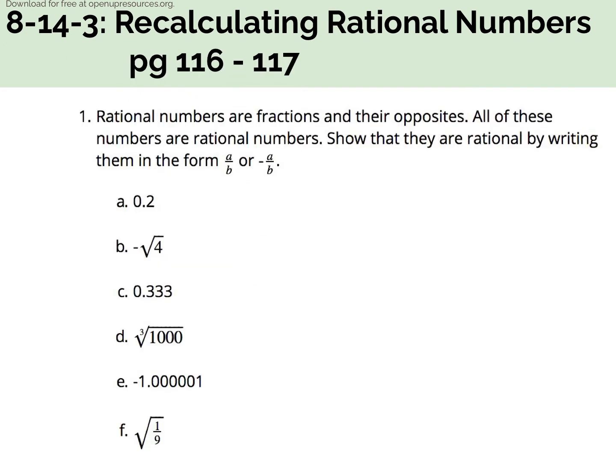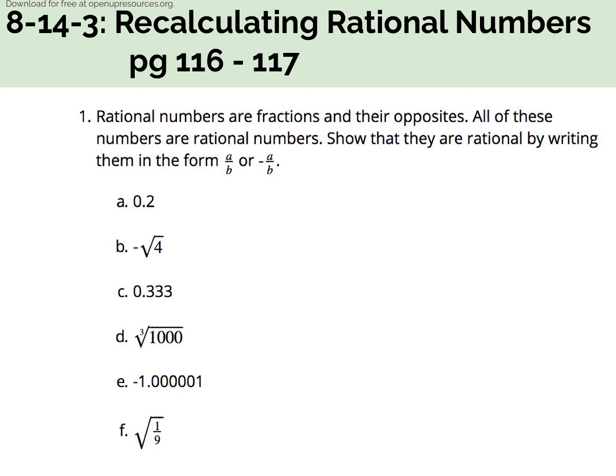All right, let's turn to page 116. Rational numbers. Rational numbers are fractions, decimals that stop, and decimals that repeat. We're going to go through A through F and put all of those into fraction form. So go ahead and pause, put those into fractions, and then come back to me.